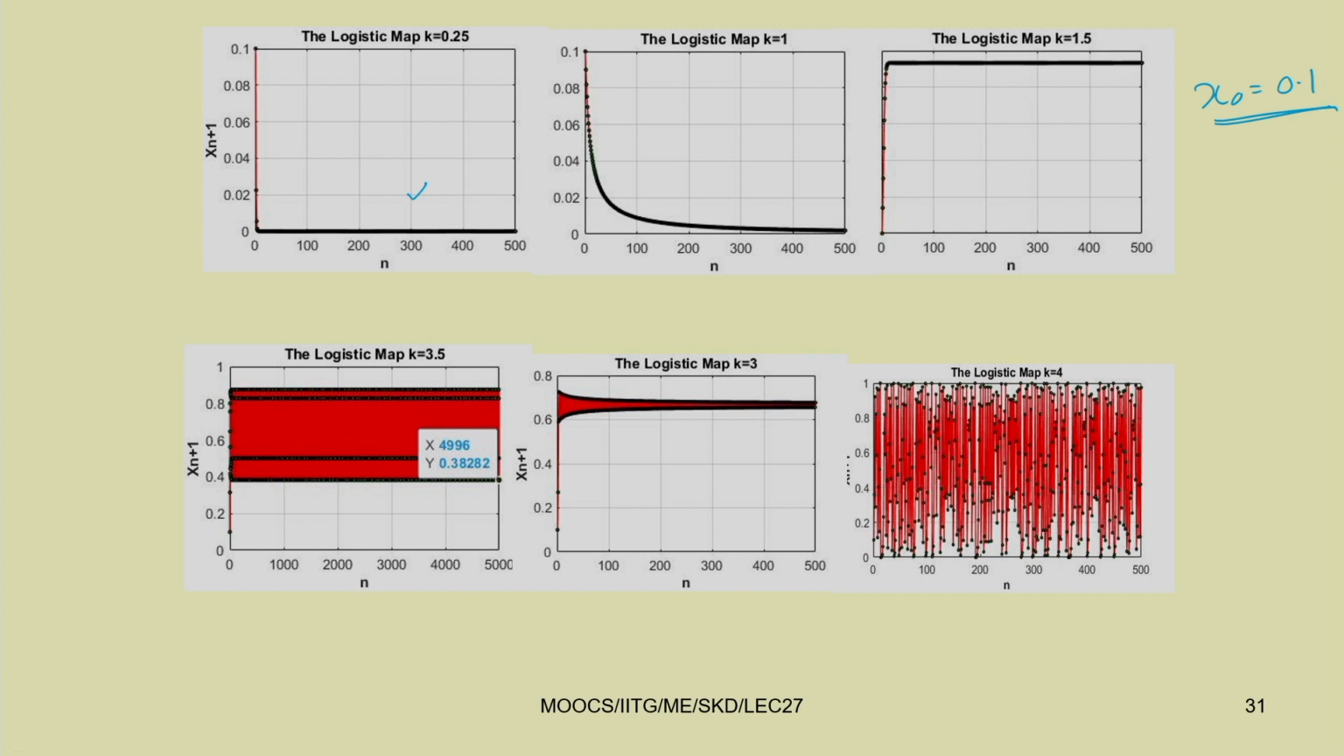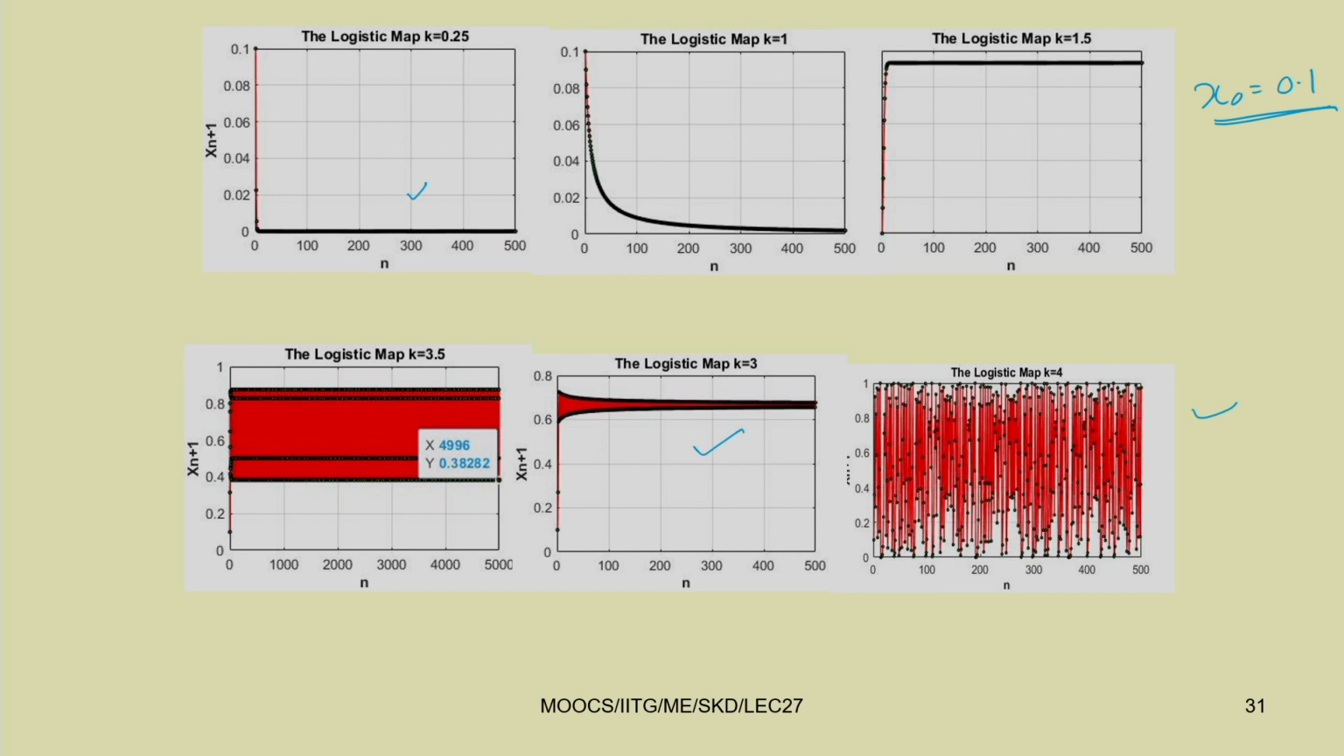If you plot for different values of k, you can see the response to be chaotic for k equal to 4. For the single periodic response, this is the periodic response you are getting here, and then period doubling occurs. So you have the period doubling route to chaos. This is for k equal to 3.